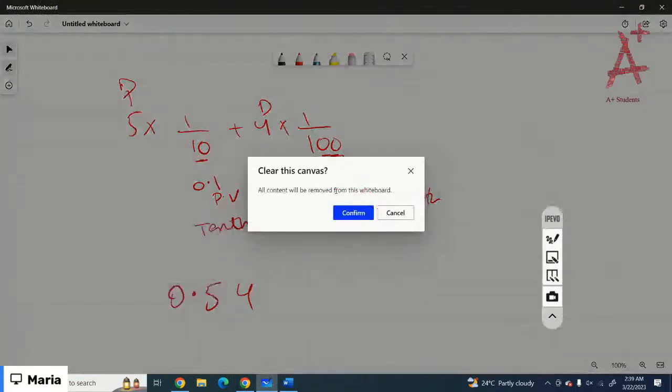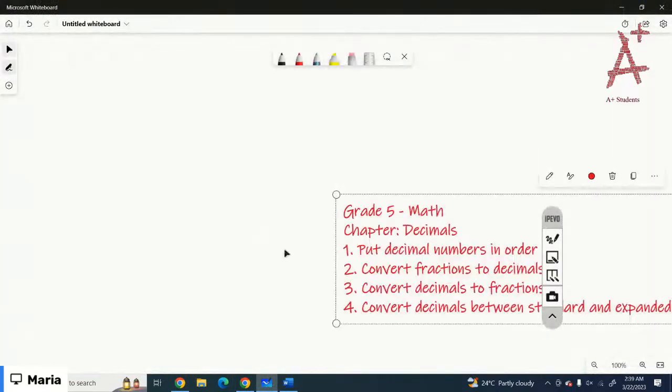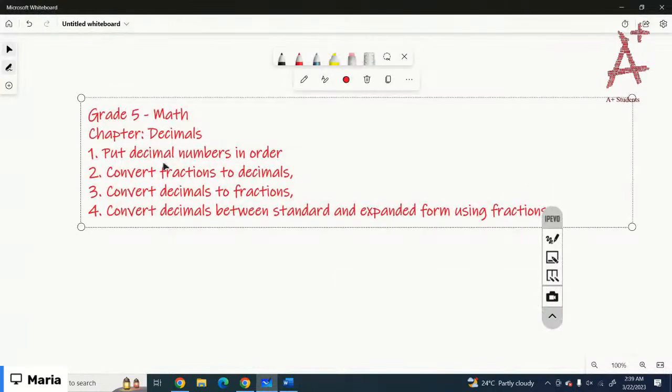So basically, we're working on grade 5 maths. The chapter we're working on is decimals. And the lessons we have covered today are put decimal numbers in order, convert fractions to decimals, convert decimals to fractions, convert decimals between standard and expanded form using fractions. So please make sure before the next session you complete all the test questions for the lessons we did today. If you need more help with any of the lessons, you can contact any tutor on Skype. They are available from Monday to Friday, 5 to 9. Got it? That's all for today.